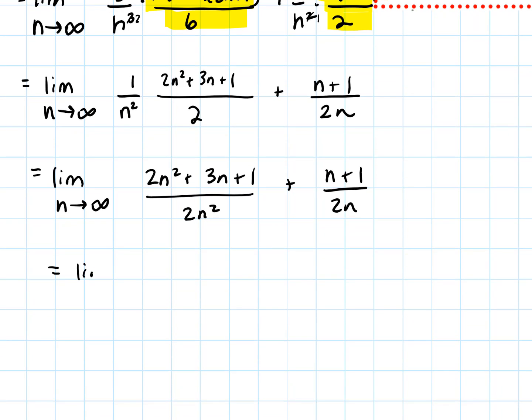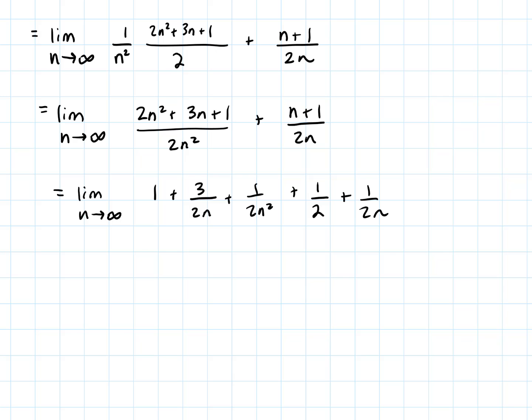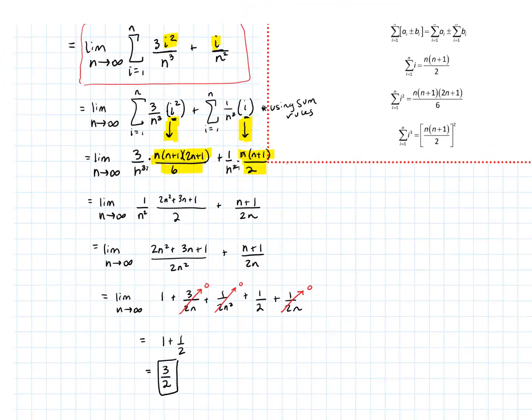Splitting into single terms, I'm going to take this limit as n goes to infinity, but before I do, plus we get 1/2. And now I can take the limit, and each of these terms that has an n in the denominator and a constant in the top goes to 0, and I get 1 plus 1/2, which gives me 3/2.